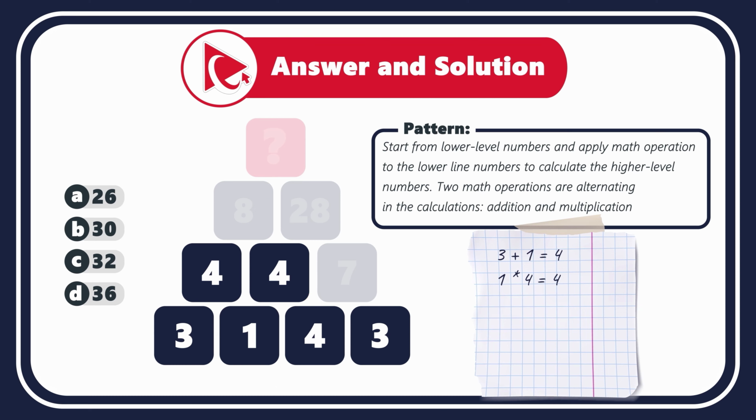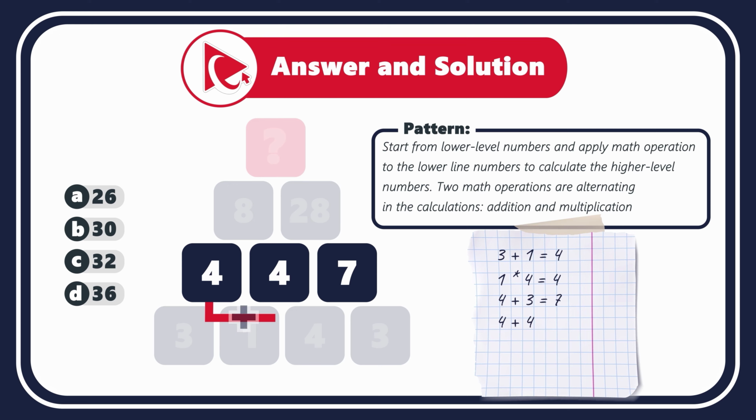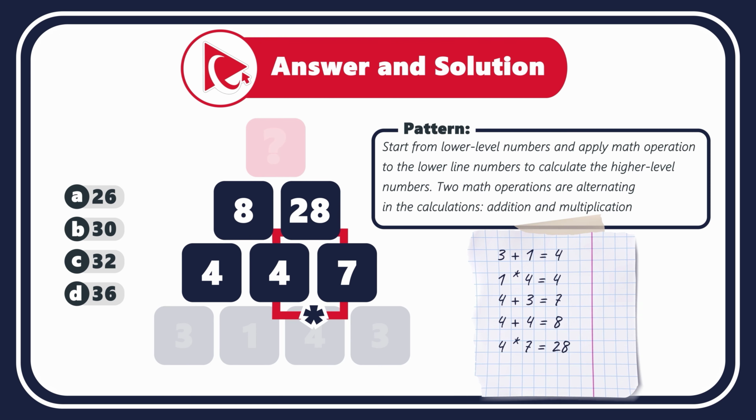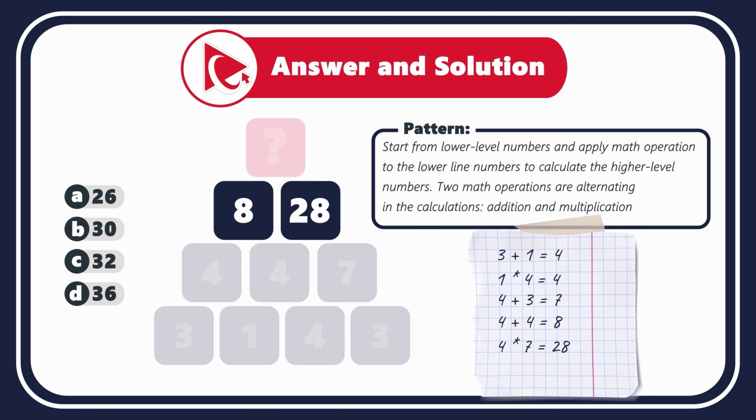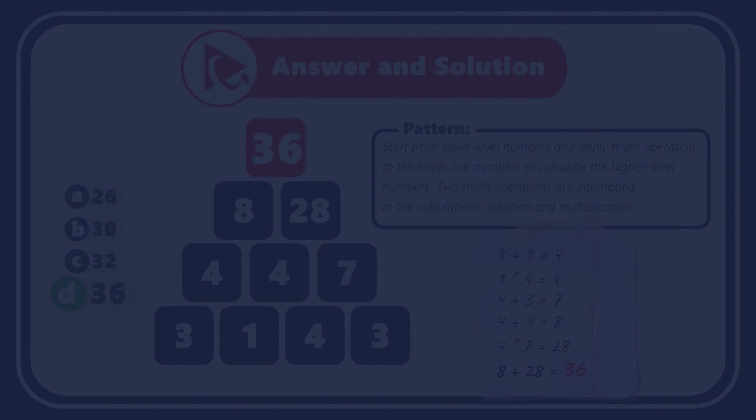So the next one would be addition again. 4 plus 3 equals 7. Let's go to the row 2. 4 plus 4 equals 8. But 4 multiplied by 7 equals 28. So to calculate the top number, we need to add 8 and 28 to get to the final result of this, 36. So the correct answer here is choice D, 36.